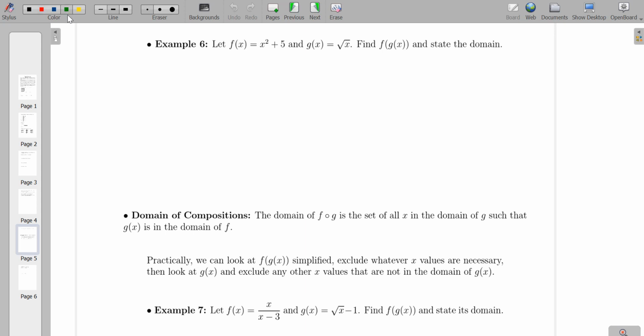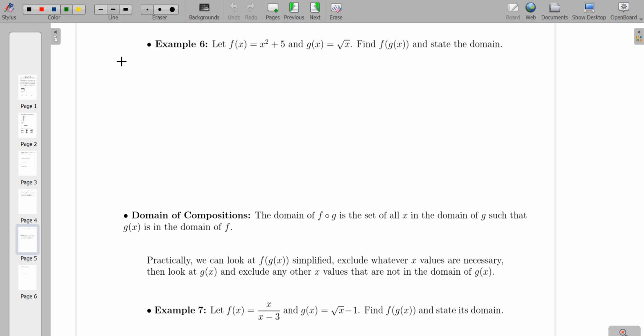In this last composition of functions video, we're going to look at finding compositions of functions, but then also stating what the domain of that composition of functions is. So we're going to start here with example 6, and it asks us to find f of g of x and then state its domain.